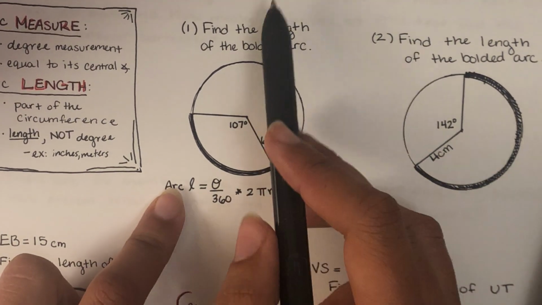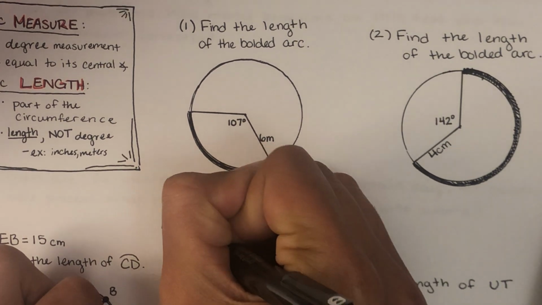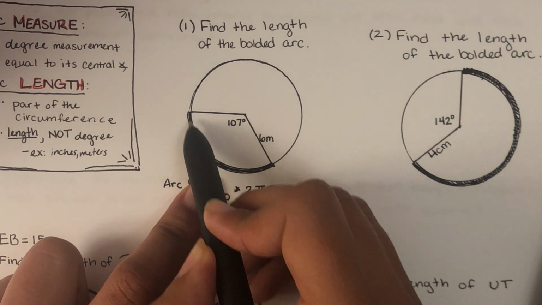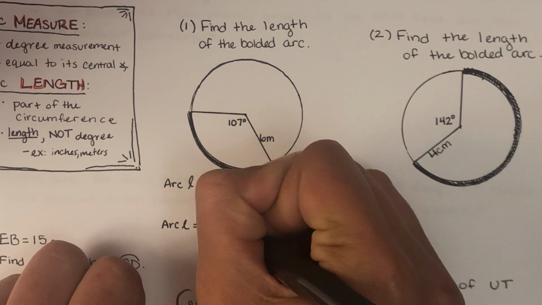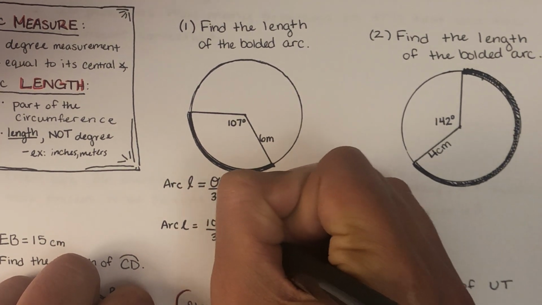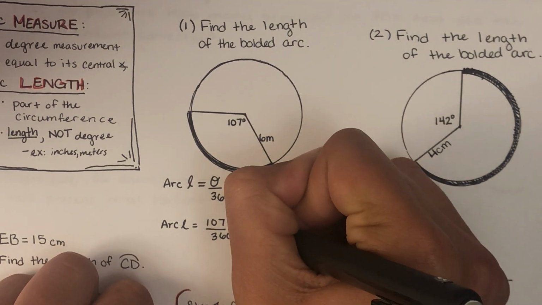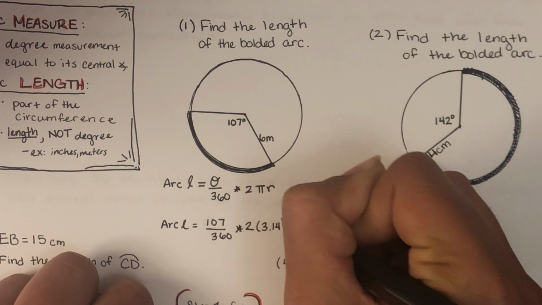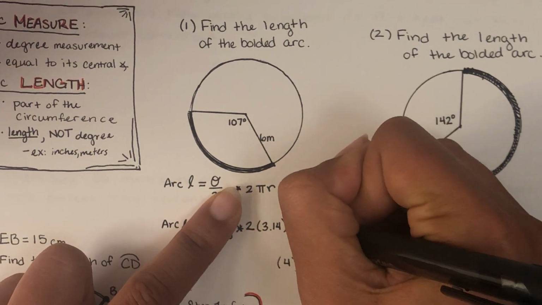So I don't know the arc length, right? I'm trying to figure out the arc length. Theta refers to the angle we're using. We're trying to figure out this bolded line, and the angle inside this bold is 107. So I'm putting 107 over 360 times 2 pi r. Instead of pi, we use 3.14. And instead of r, we figure out what our radius is, and it says it right here, 6 meters.